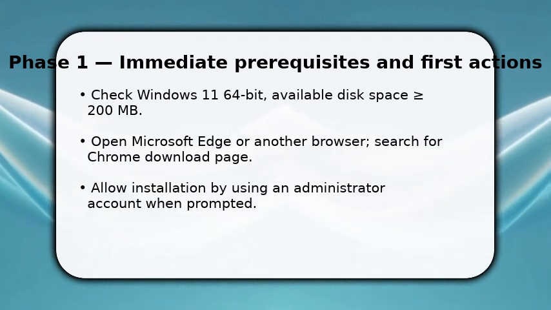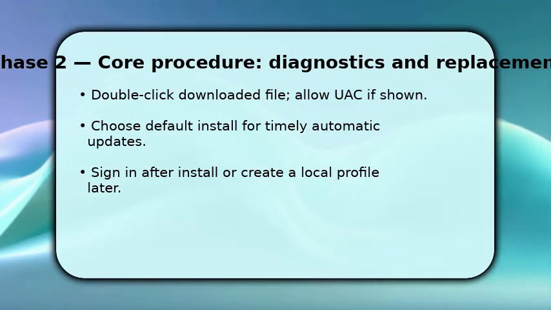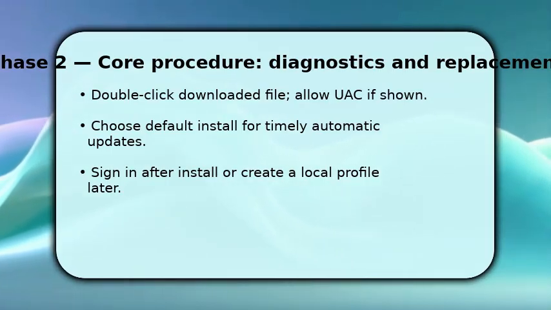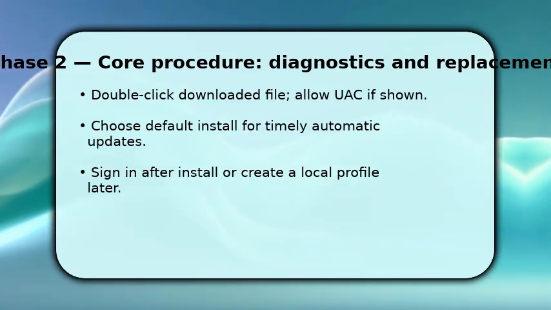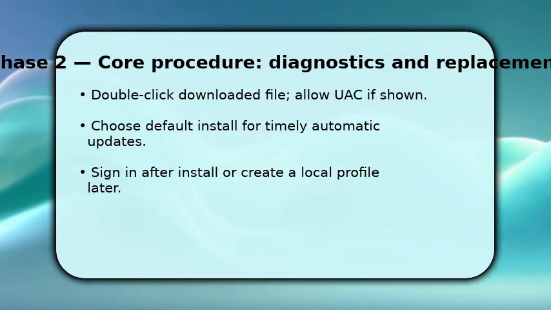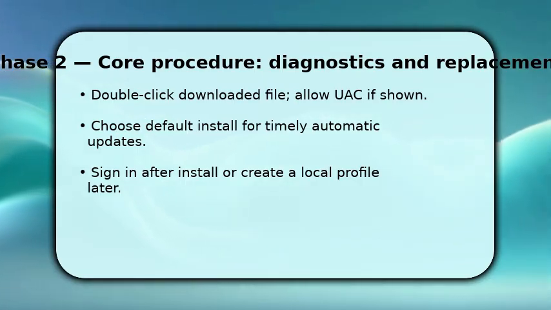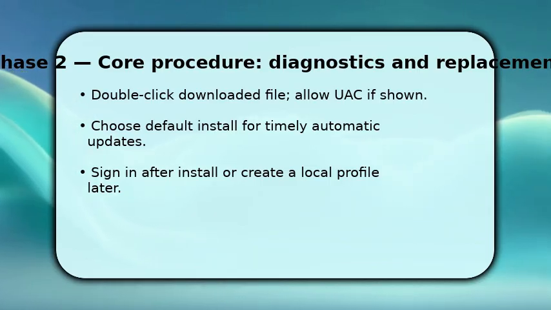You run the installer by double-clicking the downloaded file and respond to the user account control prompt. Once the setup window appears, select the default install so Chrome configures updates and sandboxing automatically. While files download, the installer writes components to program files. This can take a minute. After installation, the browser opens.